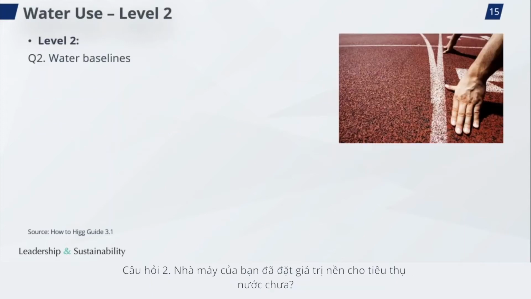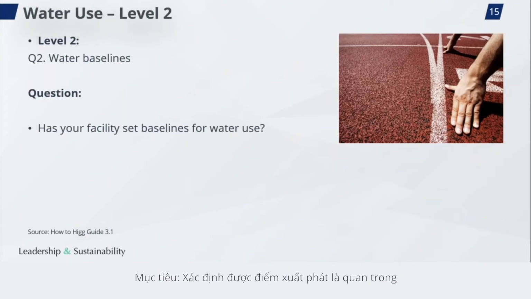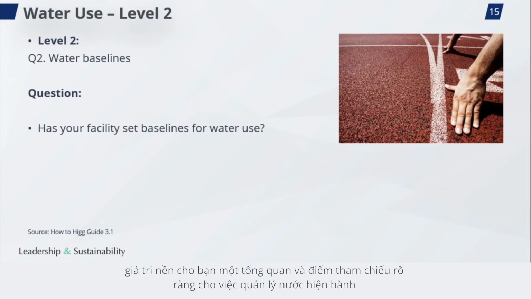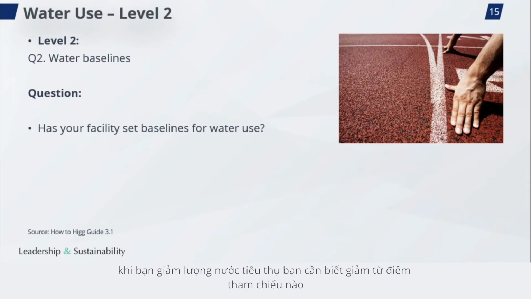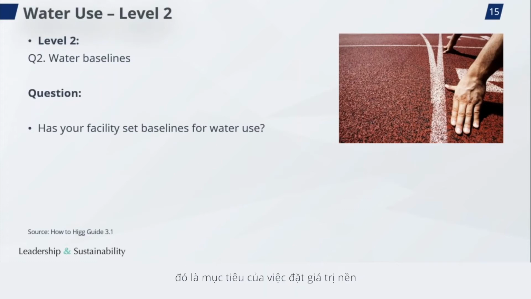And question 2 is, has your facility set baselines for water use? And here the intent: it is important to know what your starting point is. Therefore, a baseline provides you with an overview and a clear reference point for ongoing water performance tracking and target setting. So of course, if you want to improve and reduce your water consumption, you need to know where you are starting from. And that's the purpose of setting the baseline.